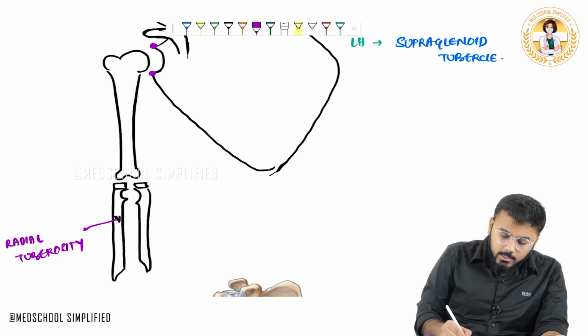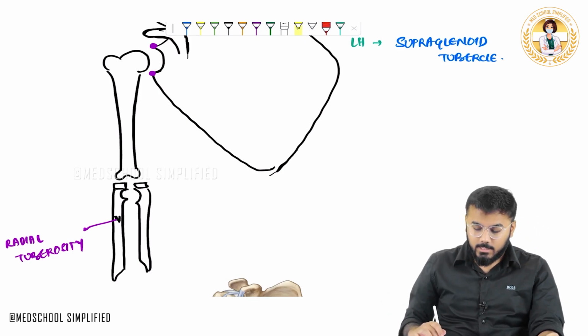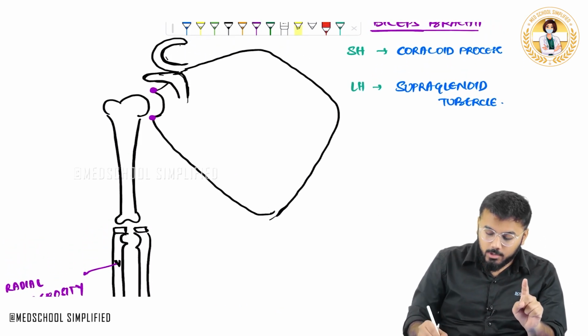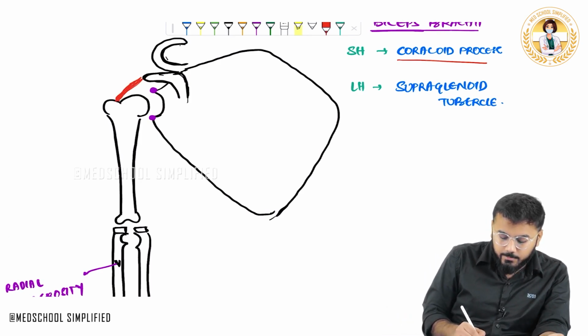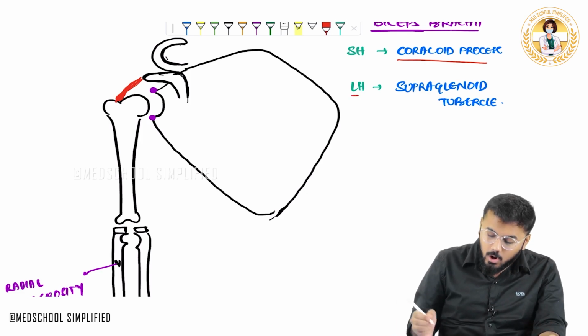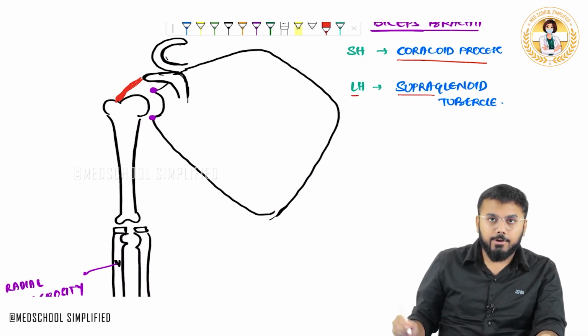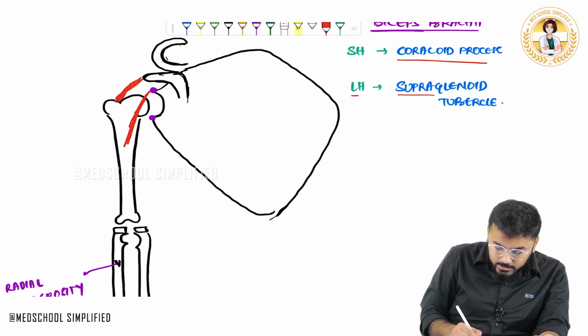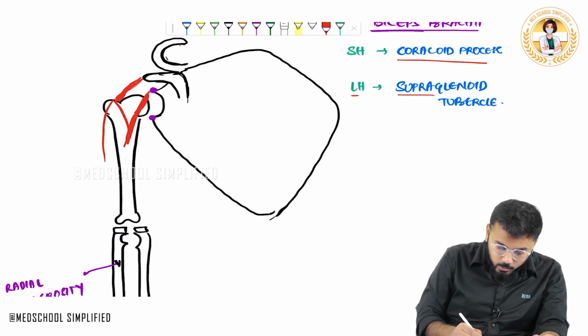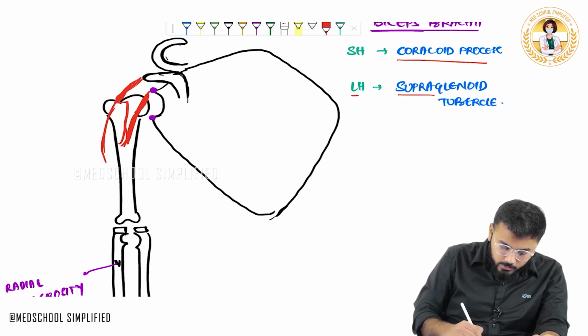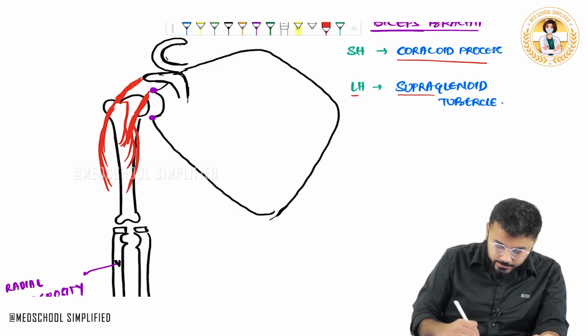Now look here. The short head of this muscle originates from the coracoid process. So this is the short head of the muscle which is coming. Okay. Next, the long head of the muscle arises from the supraglenoid tubercle. Both of them, the short head as well as the long head, right? Both of them together, they form this muscle over here. This muscle is called biceps brachii.